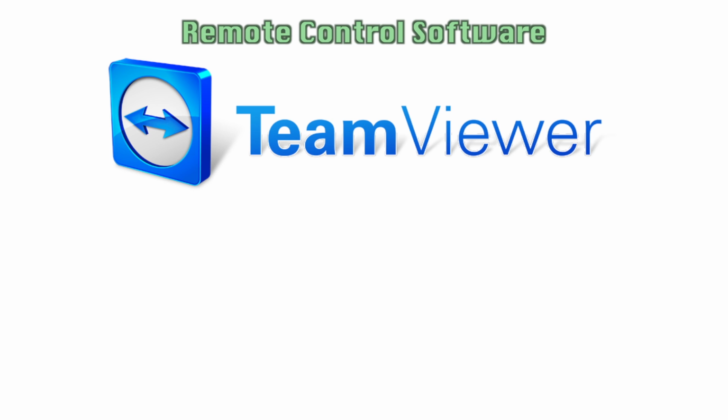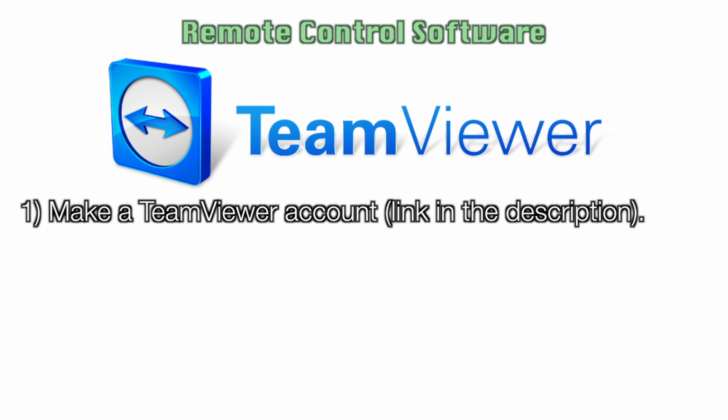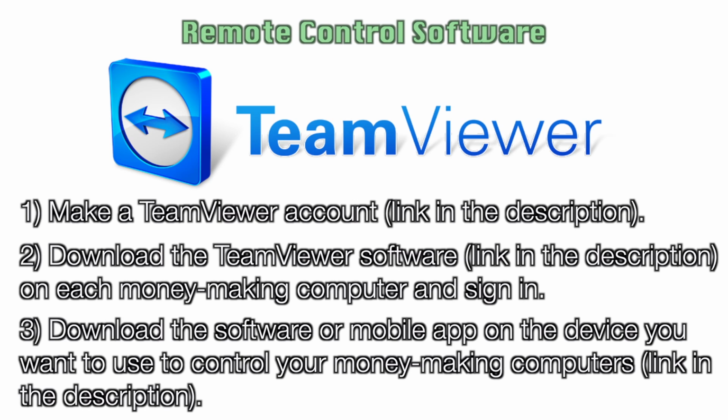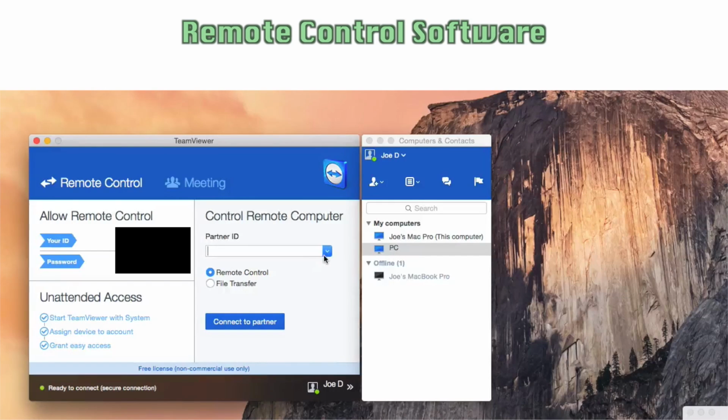So if you are interested in using TeamViewer as your remote control software for your money-making computers, you can go to the description and you can make an account with TeamViewer. I'll have a link for that. I'll also have a link to download their actual remote control host and client software. And all you have to do is install TeamViewer on each money-making computer you want to control, and then install TeamViewer on the computer you want to control your money-making devices through. By the way, they have a mobile app, so you can control your money-making computers from your iOS or Android device. Great. And then all your computers will come up on the menu as long as they're signed in and connected to the internet, and you can remote control your money-making computers with TeamViewer or any other remote software.